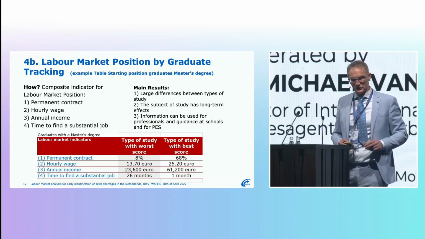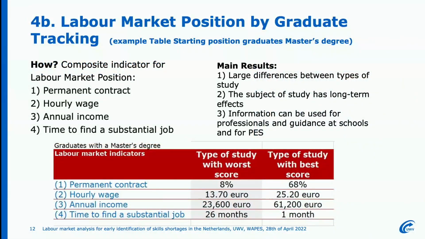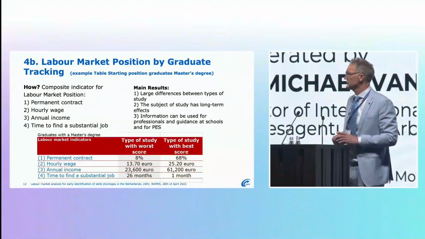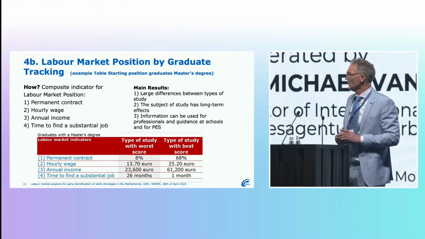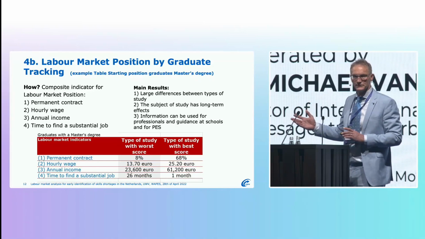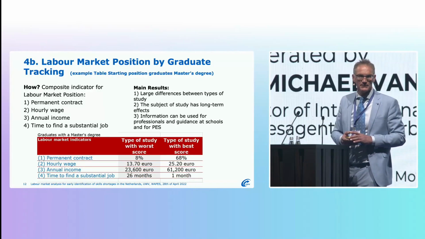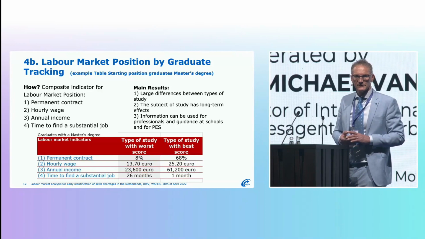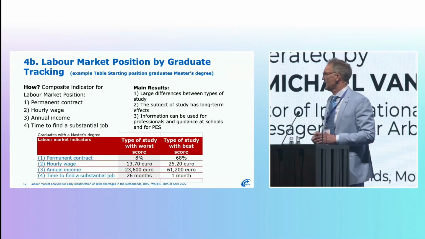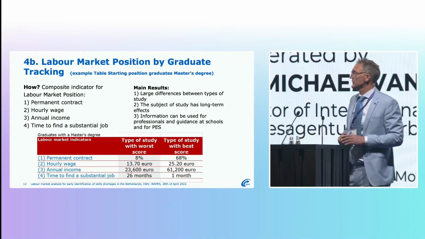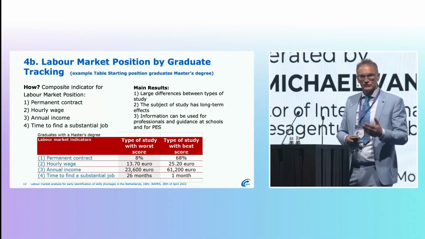And these are the main conclusions. It's a composite indicator, 4 different variables: hourly wages, annual income, time to find a substantial job, and a permanent contract, all together, the labor market position. And we see large differences between the types of study. For example, the time to find a substantial job, this is the median. It varies from 1 month for medicine studies to 26 months for literature. We see large differences between types of study. It also has long-term effects.